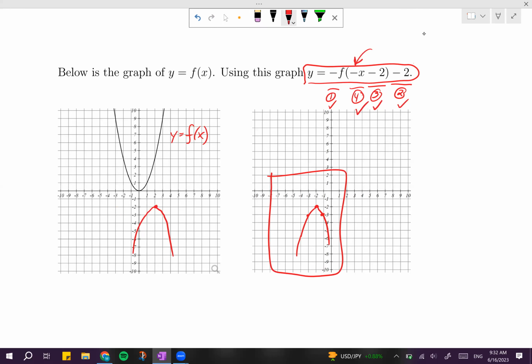And so with these problems, you just have to work from the most outside stuff to the most inside stuff.